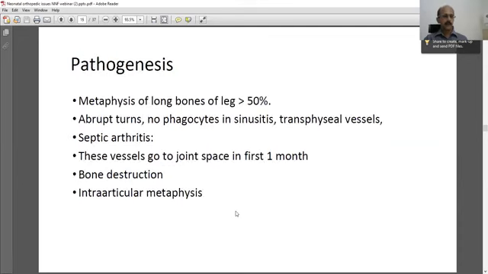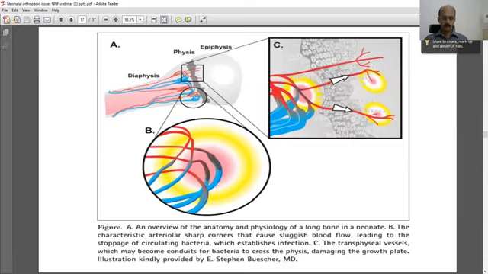Coming to the pathogenesis of osteoarticular infection, it is mostly related to its vascularity. So I'll first go to the osteoarticular vasculature, then we'll go to the pathogenicity.